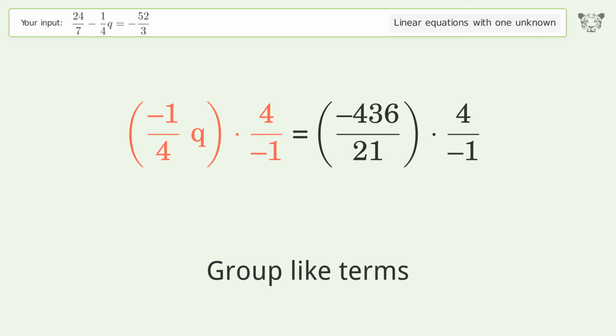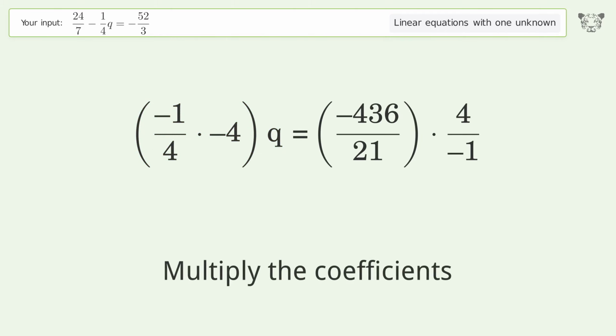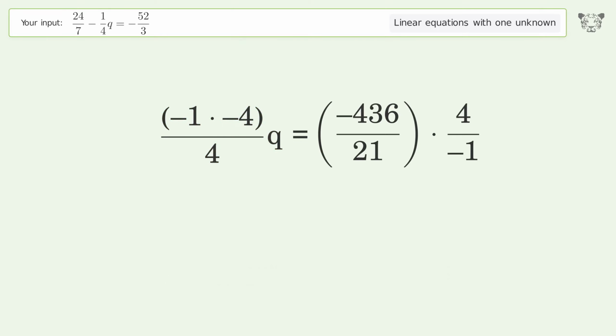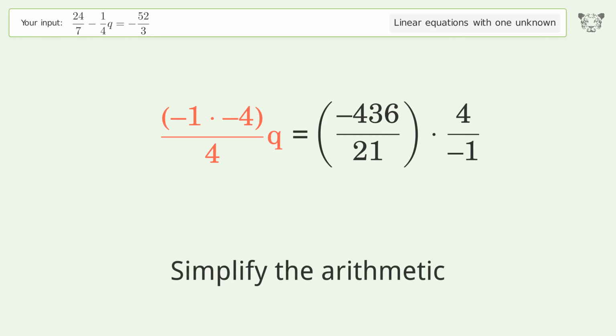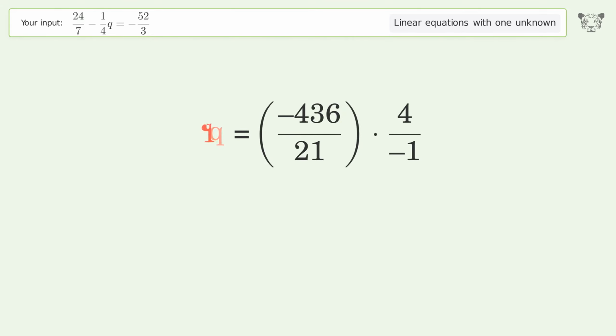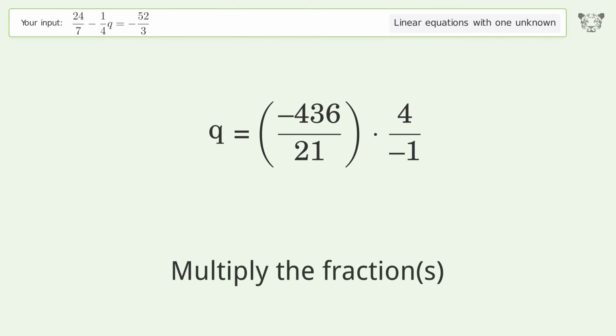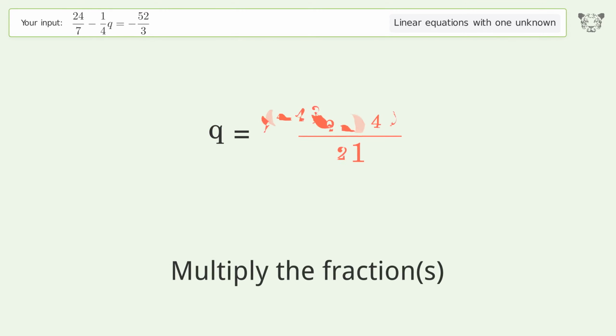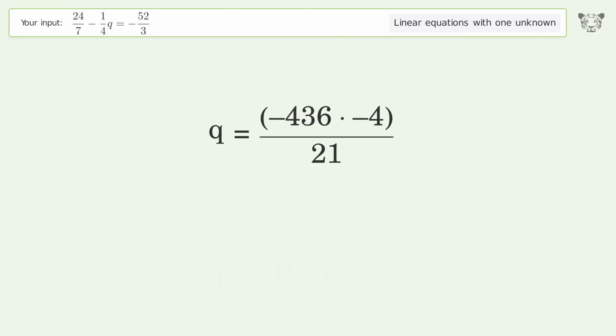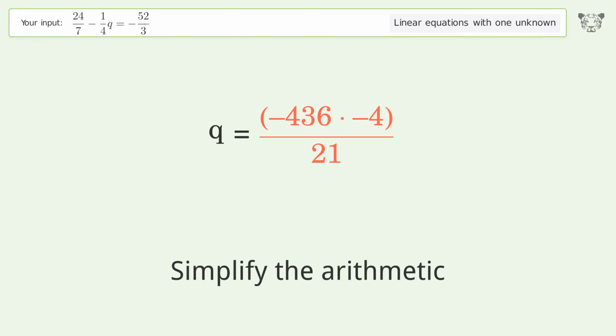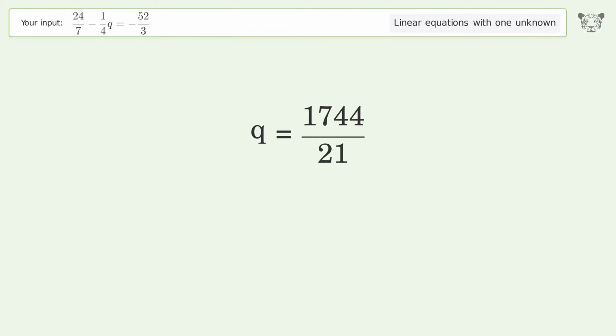Group like terms. Multiply the coefficients. Simplify the arithmetic. Multiply the fractions. Simplify the arithmetic. And so the final result is q equals 1744/21.